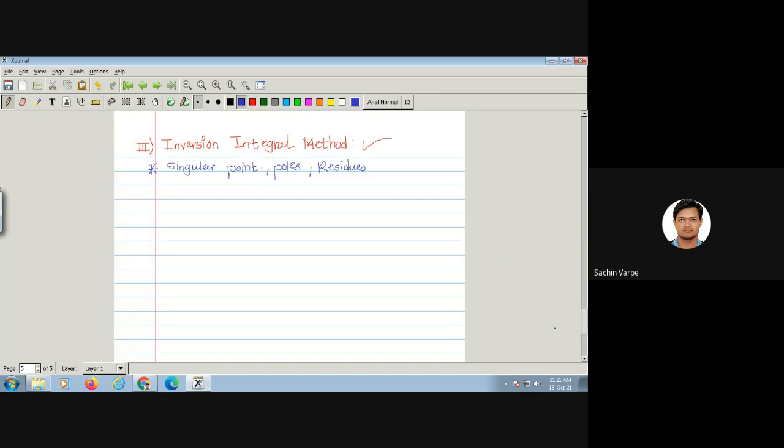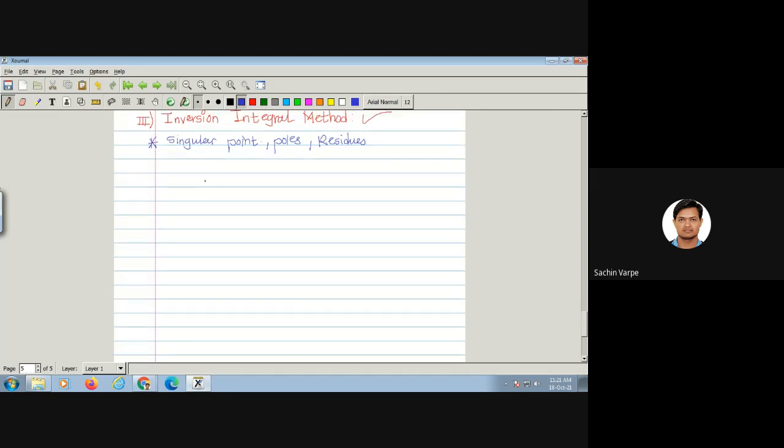So let us understand what is a singular point first of all. We note that the point z0 where the function f of z ceases to be analytic is called the singular point. Suppose we have defined a function f of z to be a simple function, say 1 upon z minus 1.